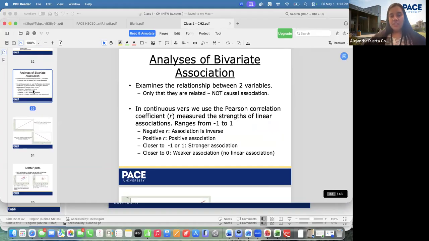Pearson correlation coefficient. It's just telling us there's an association. It's not a causal association, right? It's just telling me that there's a relationship between two variables. It doesn't have to be the exposure and the outcome. It can be any two types of variables, right?